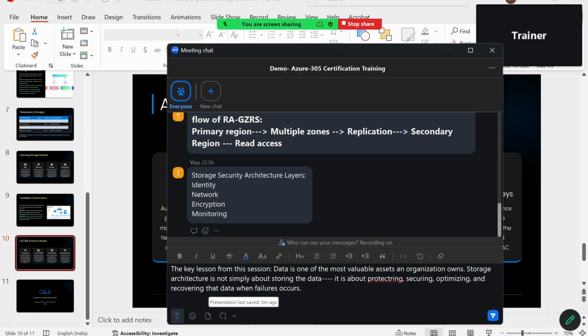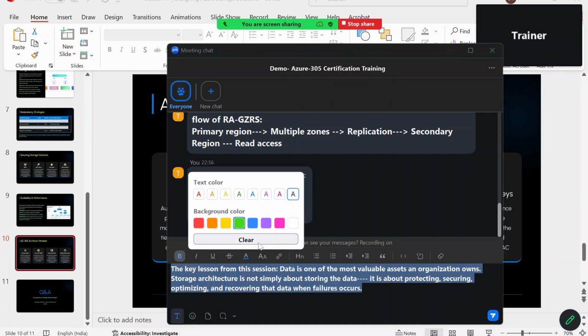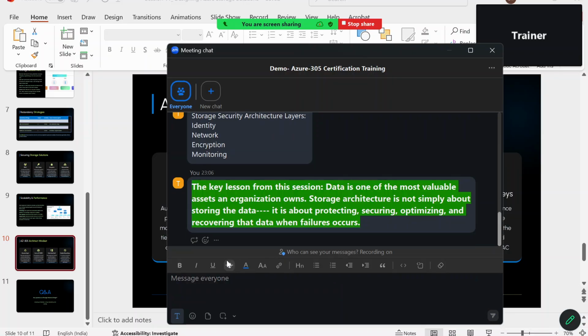Okay, let me repeat once again. The key lesson from this session is: data is one of the most valuable assets an organization owns. Storage architecture is not simply about storing the data, it is about protecting, securing, optimizing, and recovering the data when failure occurs.